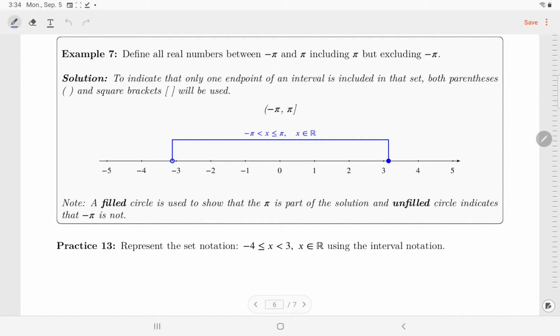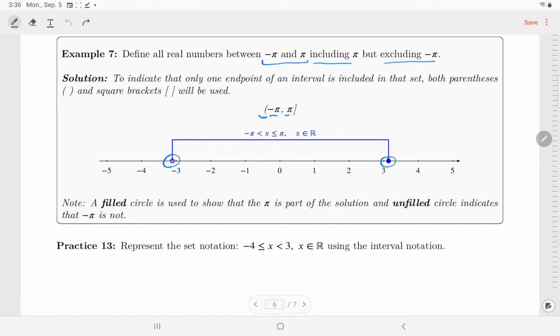In the next example, we need to define all real numbers between negative pi and positive pi, and we want to include pi but exclude negative pi. To show that negative pi is not included, we use parentheses or regular brackets, and to show that pi is included, we use the square brackets. On the number line, we use an unfilled circle to show that negative pi is not included, and we use a filled circle to show that positive pi is included.